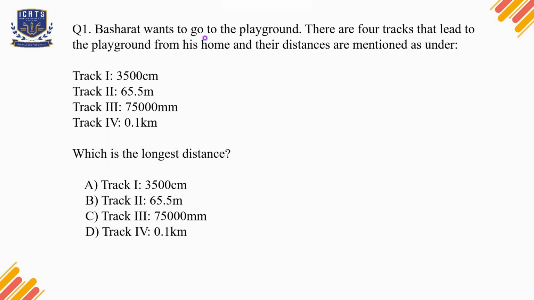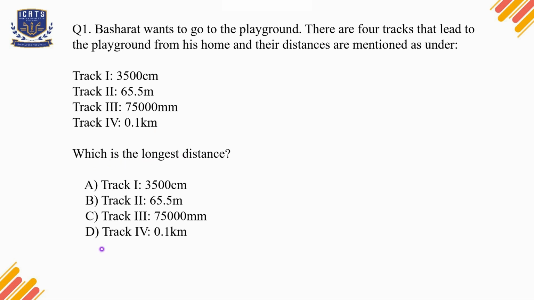Question number 1. Basharat wants to go to the playground. There are 4 tracks that lead to the playground from his home and their distances are mentioned as under. Track 1 is of 3500 centimeters. The length of track 2 is 65.5 meters. Track 3 is 75,000 millimeters long and track 4's length is 0.1 kilometers. Which is the longest distance?